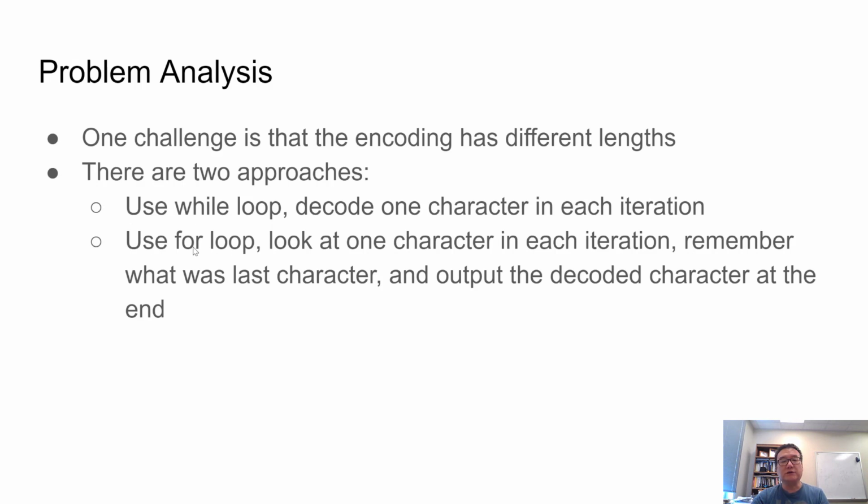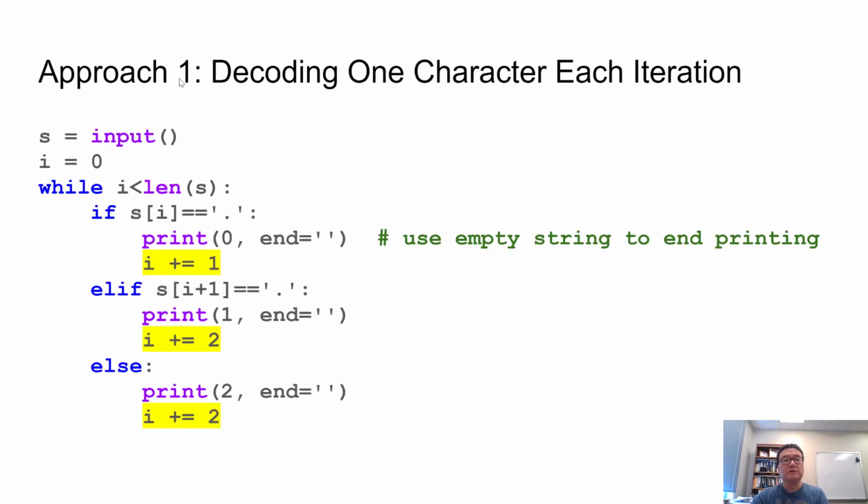And the second approach is we use a for loop. So then each iteration will just look at one character at a time. But then we remember what was the last character, and we'll use that if needed. So we remember some extra state information in the loop, and this will help us decode. So let's see the code. So this is the code for the first approach.